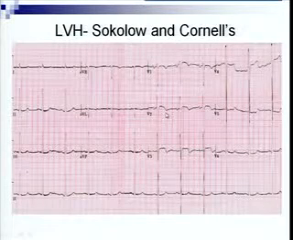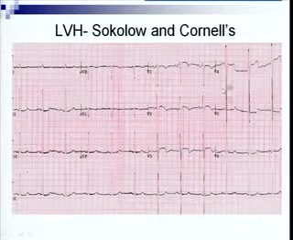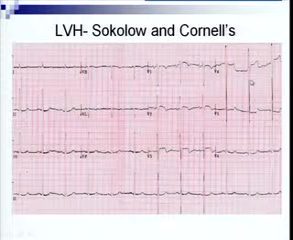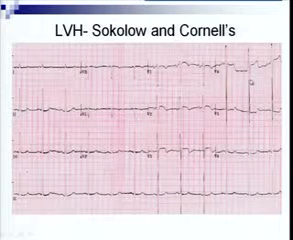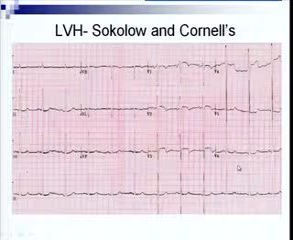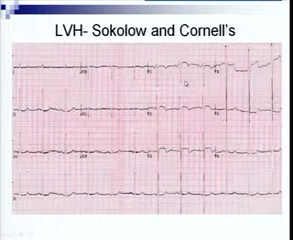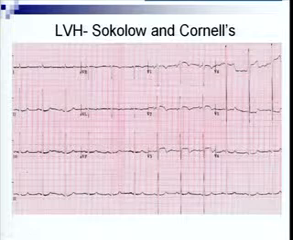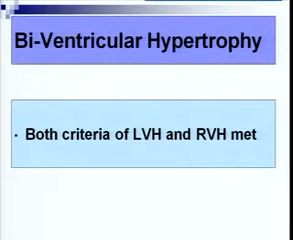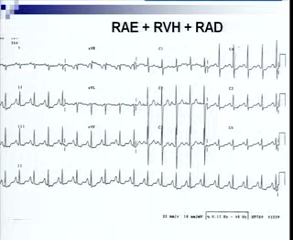This is an example where there is V5 and V6. So by Sokolow criteria, there is at least 20 to 25 mm increase in the R wave height in V5, V6, plus the height of the S wave. If you add, it will come to about 40-45 mm, indicating left ventricular hypertrophy. And if both the criteria are present in the same patient, we can say there is biventricular hypertrophy.